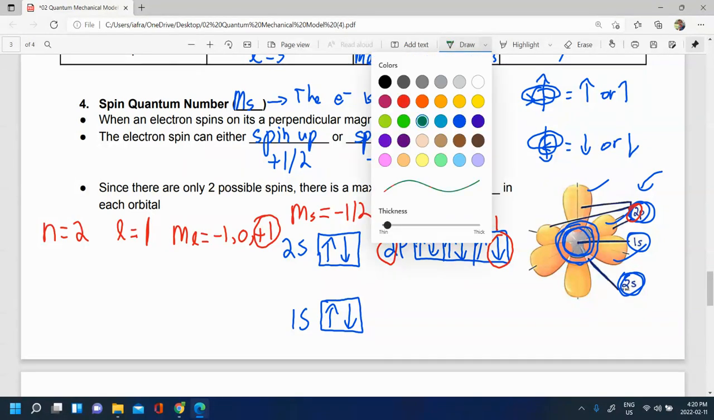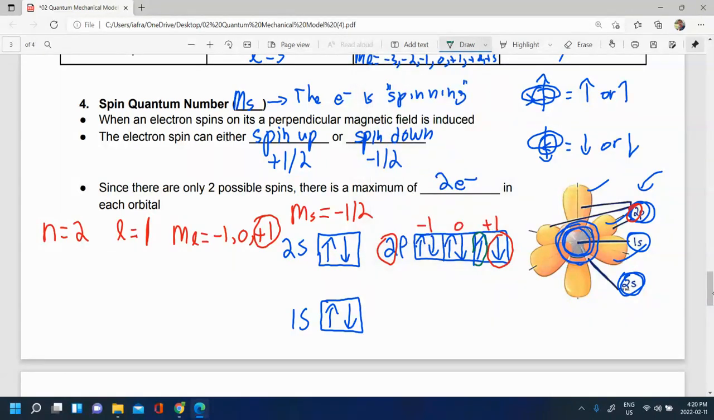Let's do another example here. Let's do the one right next to it, right here. That one. This one's nice and easy because it's in the same box. So we know that if it's in the same box, it has to be N is equal to 2 as well. It's also L is equal to 1 because it's in the P subshell. And then it's in the same box, so ML is +1. The only difference is its spin is opposite. Its spin is up, so +1/2.